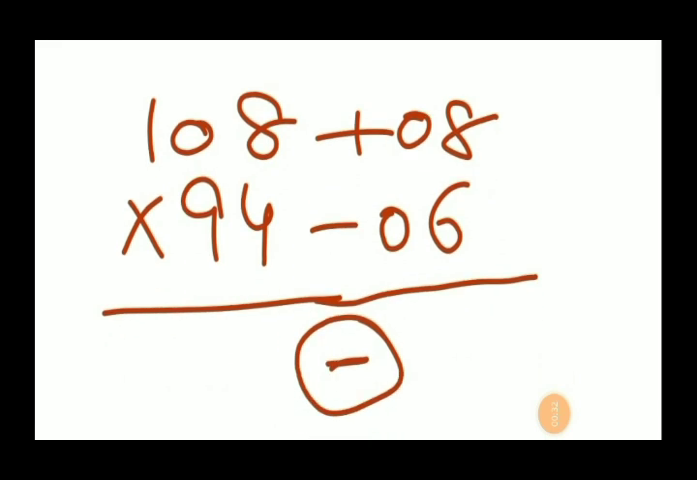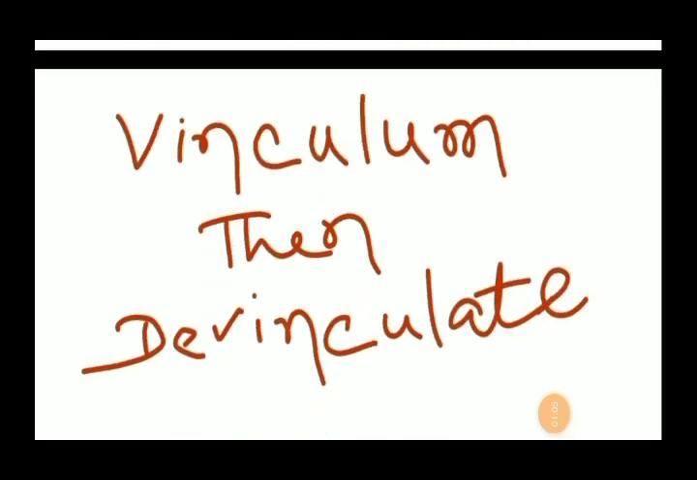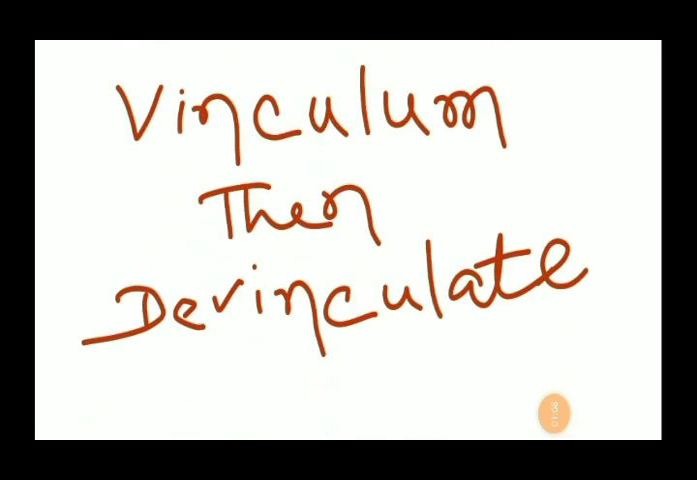But here the problem is that when I am going to multiply 108 with 94, 108 is 8 more than the base 100 and 94 is 6 less than the base 100. Here when you will have to multiply 8 by 6, you will be getting the sign plus minus minus. Now in this case, we are using a vinculum to signify the minus number in the product and then devinculate at the end.